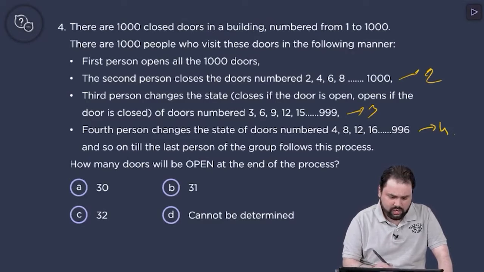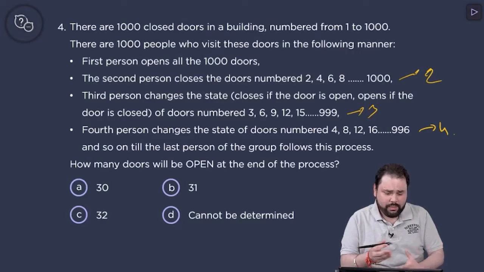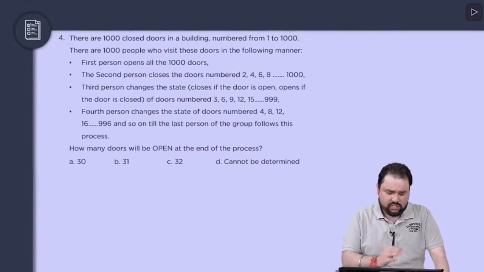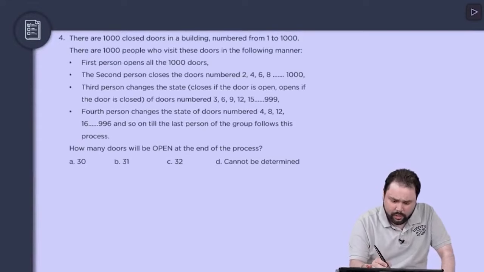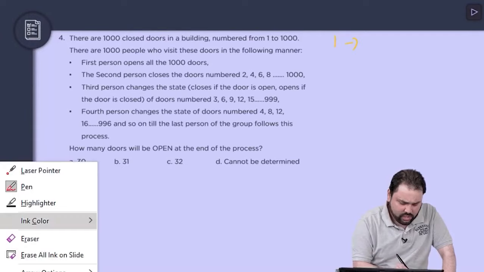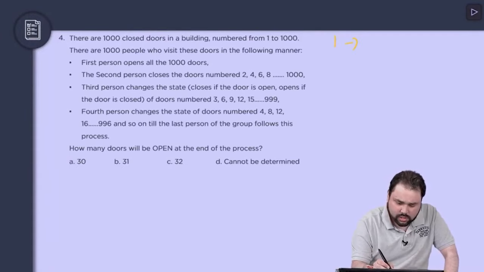So basically each person comes and keeps on changing the state of the door. Since I don't have paper and pen, like I always used to do, I just copied the question here. So let's look at it. Let's look at one door at a time. Door 1, what is happening? Let me change the color here. Let me use red for this.